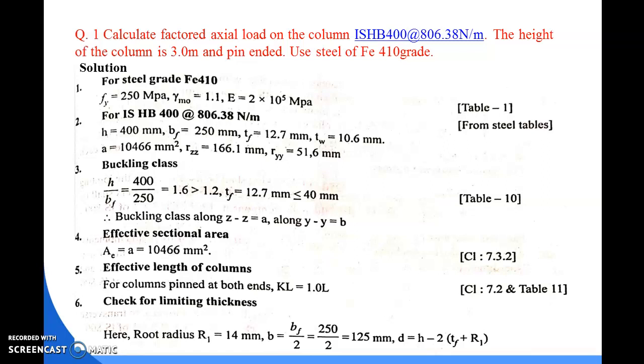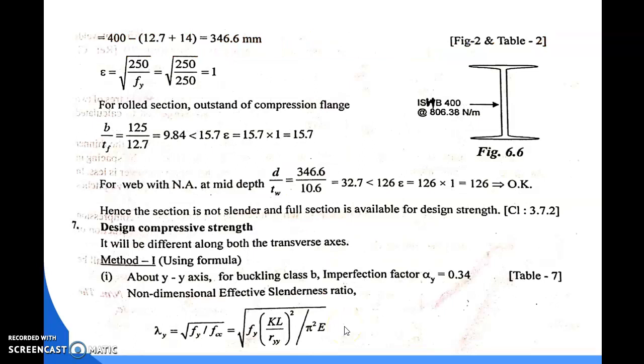While we calculate the slenderness ratio in the case of the ZZ axis, we put the effective length by the radius of gyration in the ZZ axis, and while we calculate the slenderness ratio for the YY axis, we need to put the radius of gyration in the YY axis. So first of all, we are calculating the compressive strength in the YY axis.